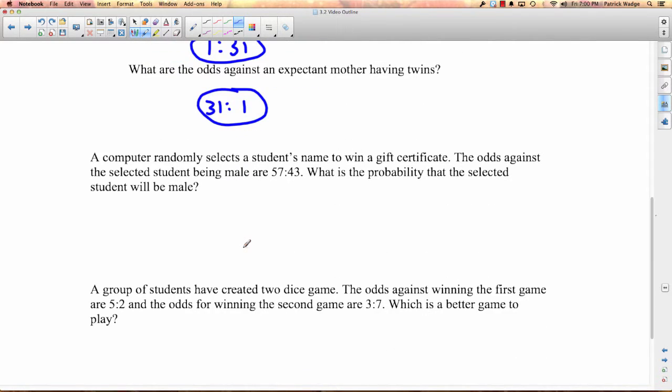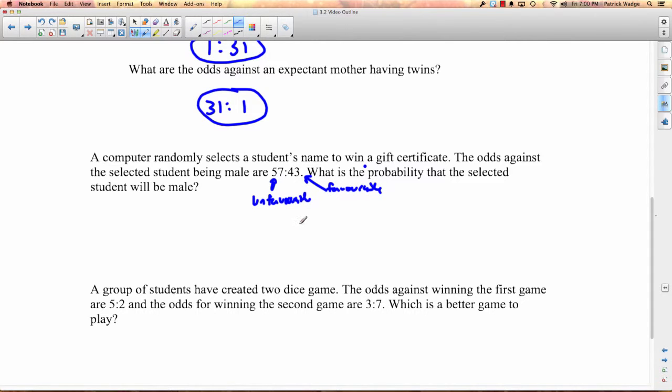A computer randomly selects a student's name to win a gift certificate. The odds against this selected student being male are 57 to 43. What's the probability that the selected student will be male? So again, this is odds against. So 57 is the unfavorable. These are the favorable outcomes.